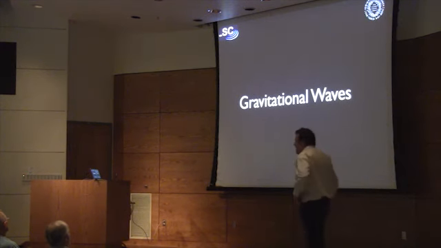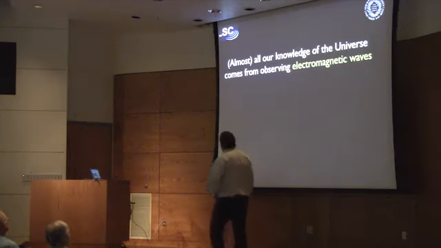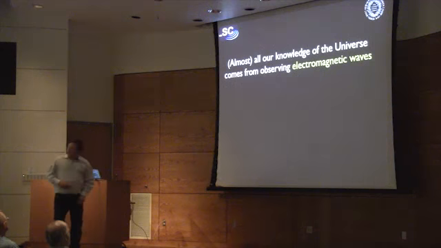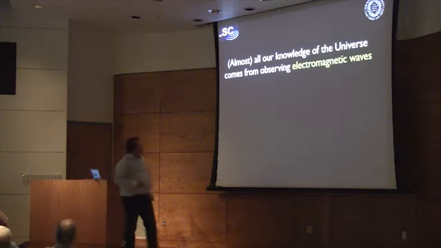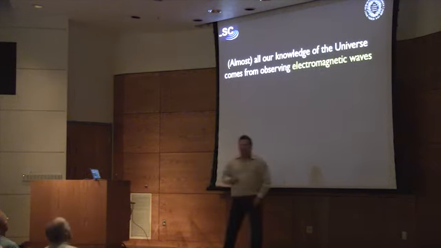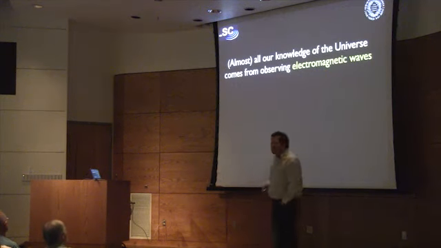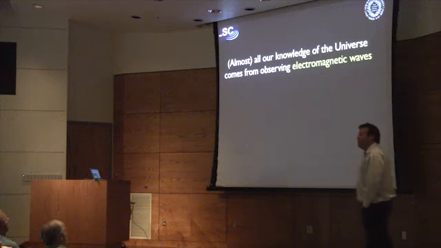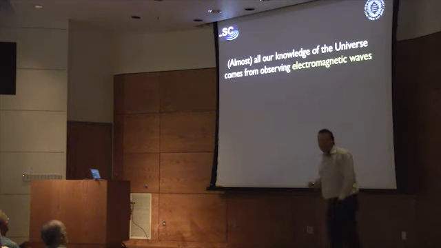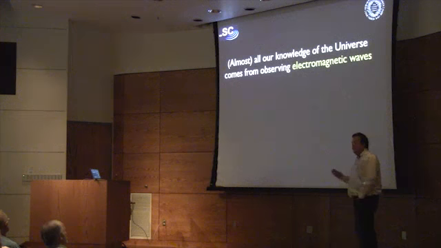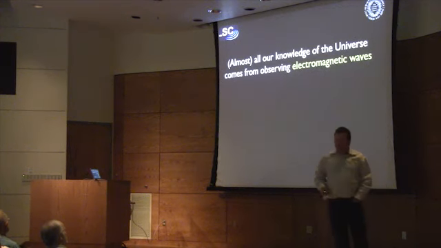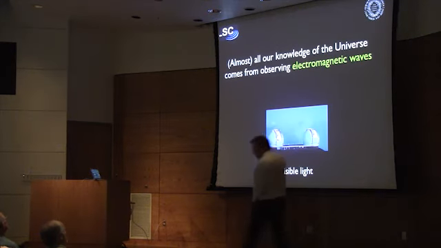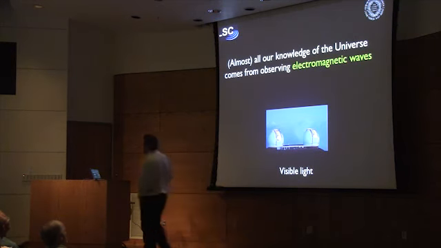We use cell phones to communicate. And almost all of our knowledge of the universe, and I say almost because there may be neutrino or cosmic ray people in the audience, comes from observing electromagnetic waves. Light is the most obvious. People have been doing astronomy for thousands of years, looking up at the sky and saying, what's up there? People are doing astronomy with visible light, a form of electromagnetic waves that we can use to observe the universe.